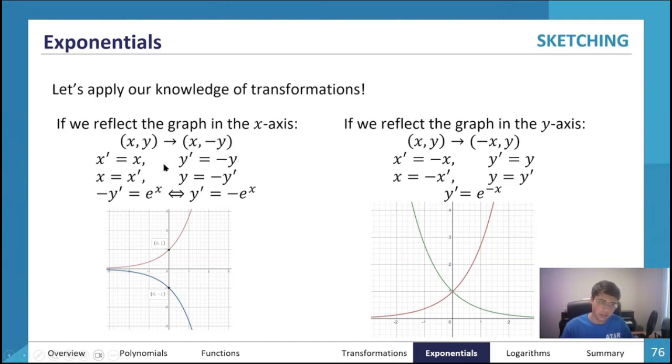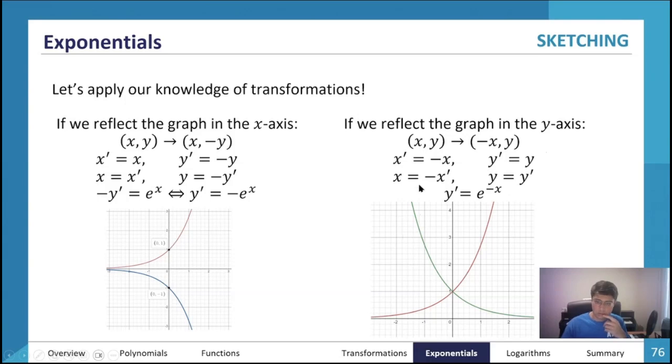So again, we have to rearrange for x and y and have an expression in terms of x dash and y dash. So we have x is equal to x dash, y is equal to negative y dash. Substitute those into the original equation. In this case, our original equation is y is equal to e to the x. So we're going to end up with y dash is equal to negative e to the x. So that's that blue graph there. Reflecting in the y-axis, we get y equals e to the negative x.